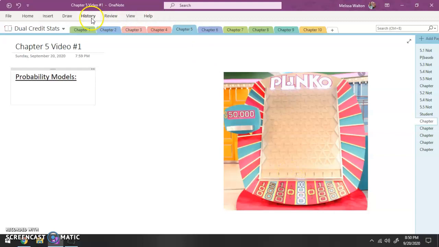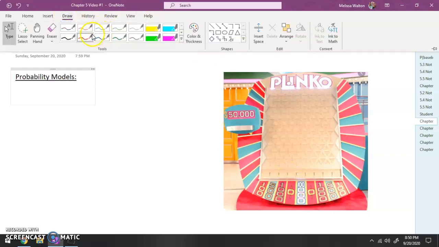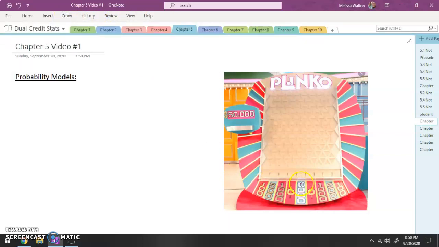Typically, that's only a 10,000. I guess I'll go ahead and change that to make this more realistic. Typically, this is only 10,000. So I'll go ahead and scratch that out.